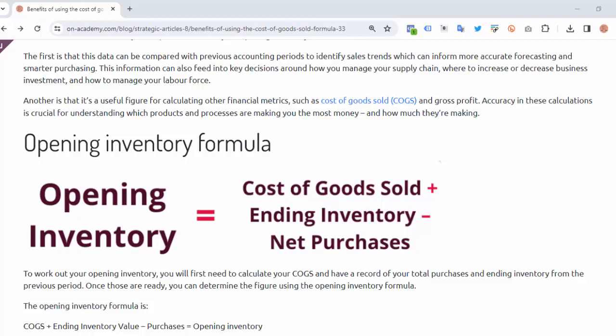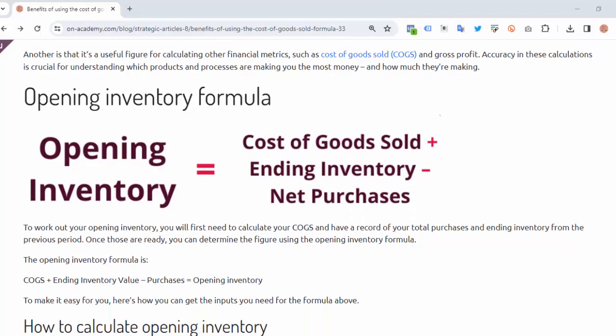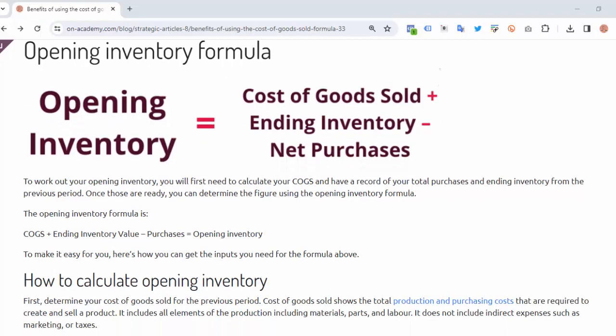Here's a summary of how to calculate opening inventory in 4 steps. Calculate your COGS for the previous accounting period. Calculate your ending inventory for the previous accounting period. Add COGS and ending inventory together. Tally up your net purchases for the period and subtract them from the previous figure.